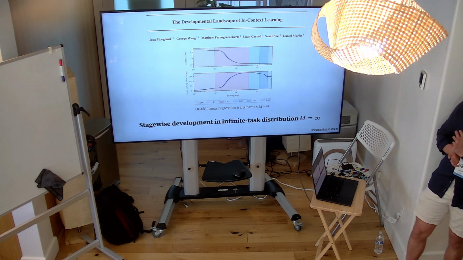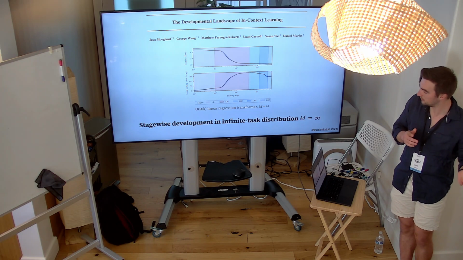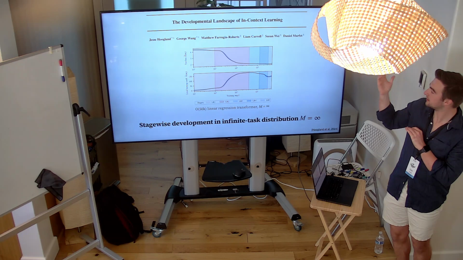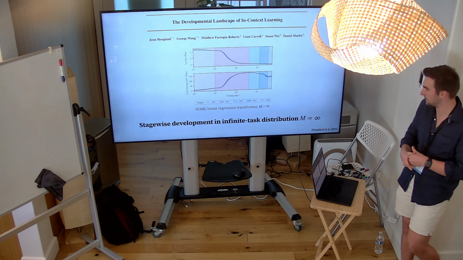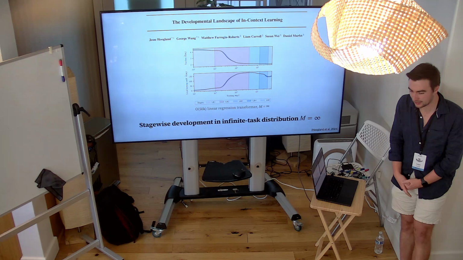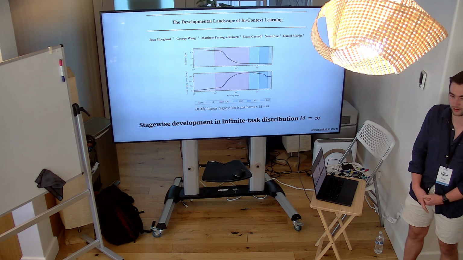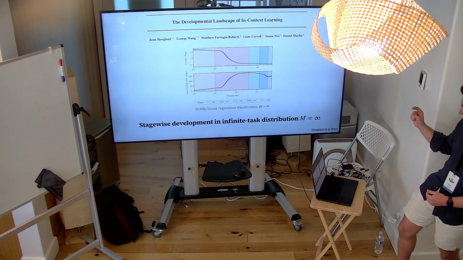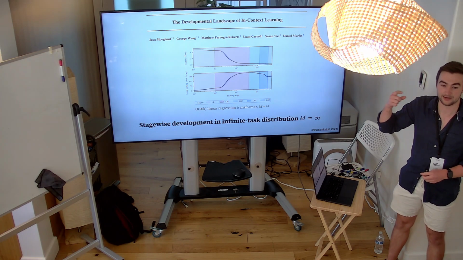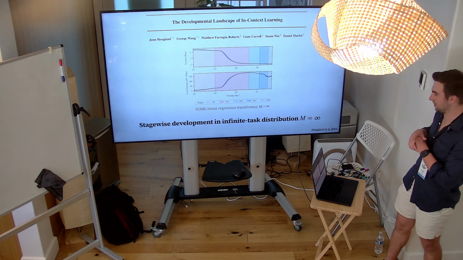And then earlier in the year, I was a co-author on this paper led by Jesse Hoogland and Daniel Murfet, The Developmental Landscape of In-Context Learning, where we analysed the stage-wise development of transformers trained on linear regression, but just in the setting of M equals infinity. So just in the infinite task distribution, which I will explain a bit later.